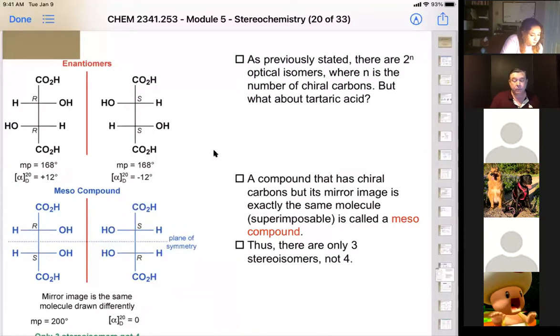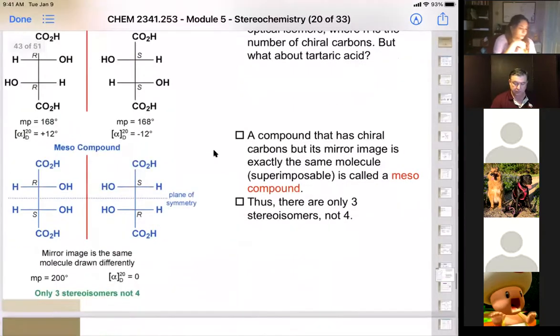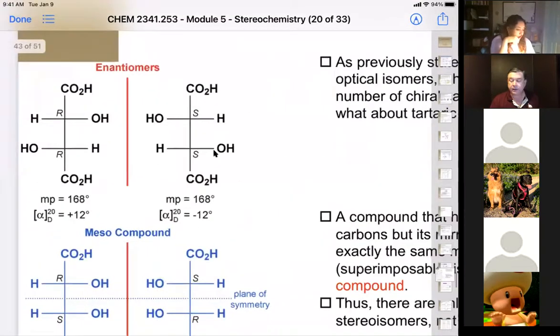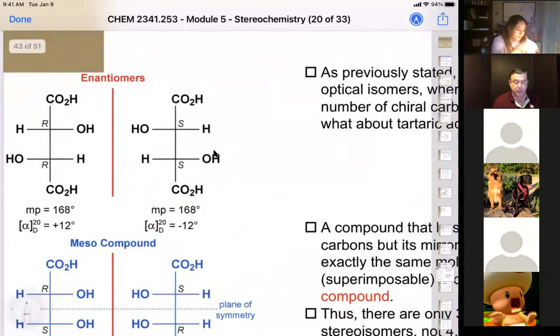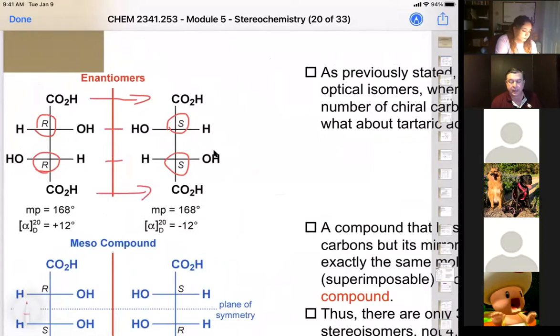So let's look at that with this right here. I believe this is tartaric acid. Okay. So if we look at this set of enantiomers here, we have RR and SS. So we have a pair of enantiomers here. And these are all lining up here. And if we try to draw a plane here, we have H and OH. So there is not a mirror plane in this set of diastereomers.